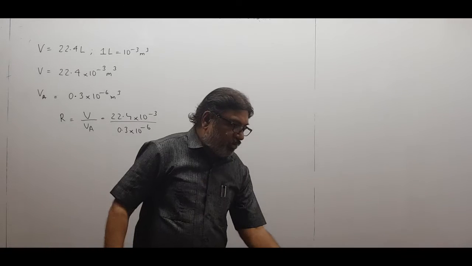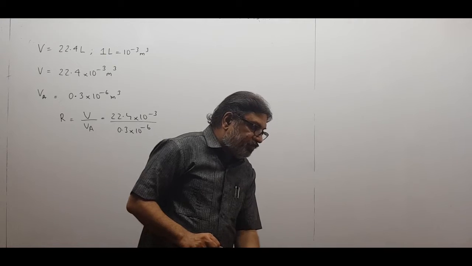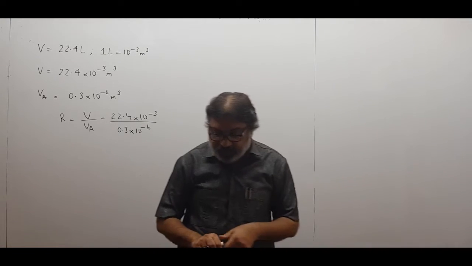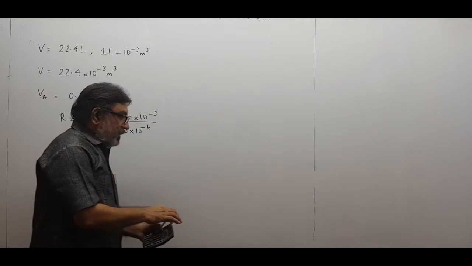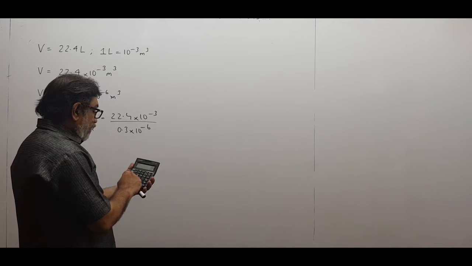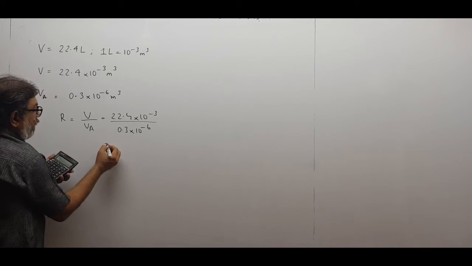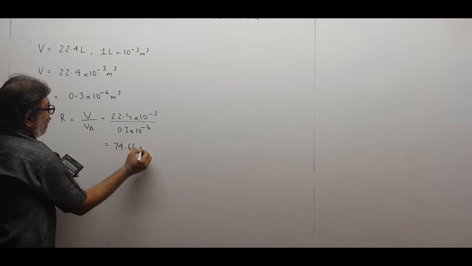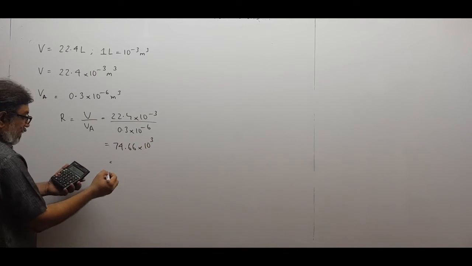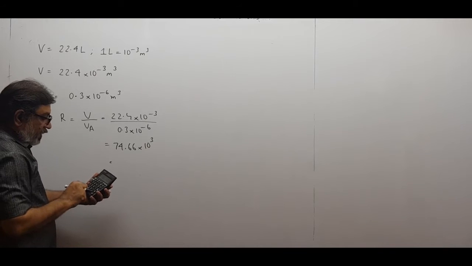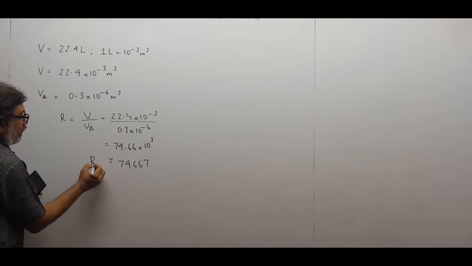So if I try to do the calculations, where is the calculator gone now? Wait children, I have lost my calculator. Must be here. Yeah. So see, if I divide it now, 22.4 divided by 0.3, that is equal to 74.66. This 10 raised to minus 6 will come over here into 10 raised to 3. So if I multiply by 1000, that comes out to be 74667 approximately. So the ratio is this much.